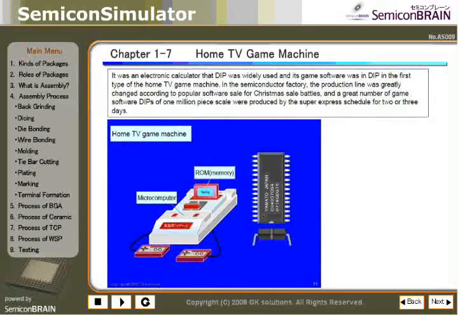Chapter 1-7 Home TV Game Machine. DIP was widely used in electronic calculators, and game software was in DIP in the first type of the home TV game machine. In the semiconductor factory, the production line was greatly changed according to popular software sales for Christmas sale battles, and a great number of game software DIPs on a 1 million piece scale were produced on a Super Express schedule of 2 or 3 days.